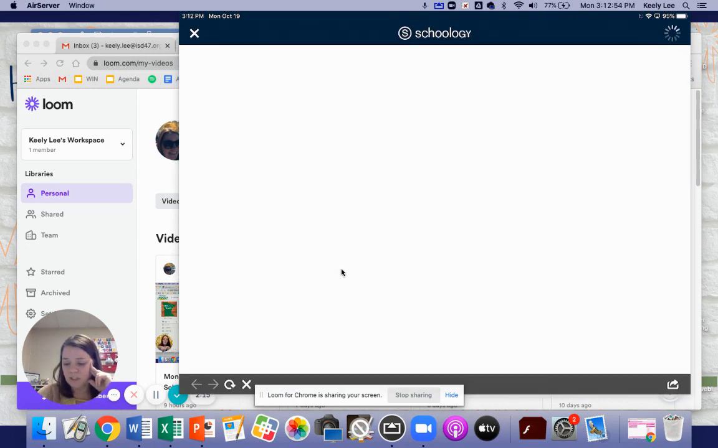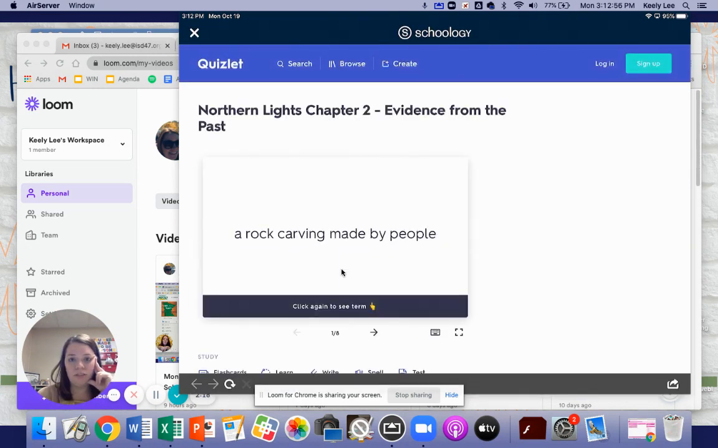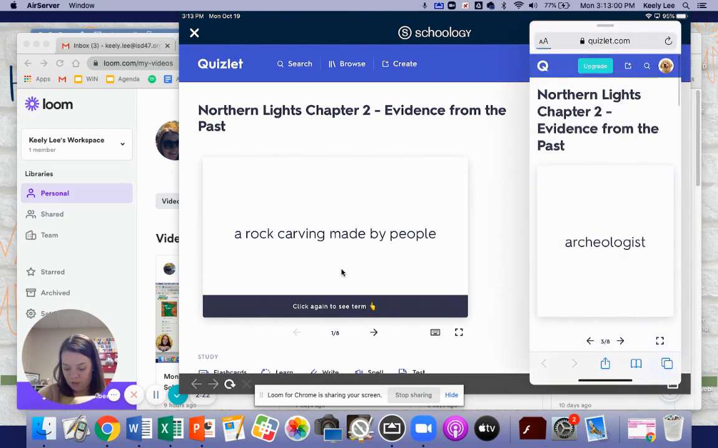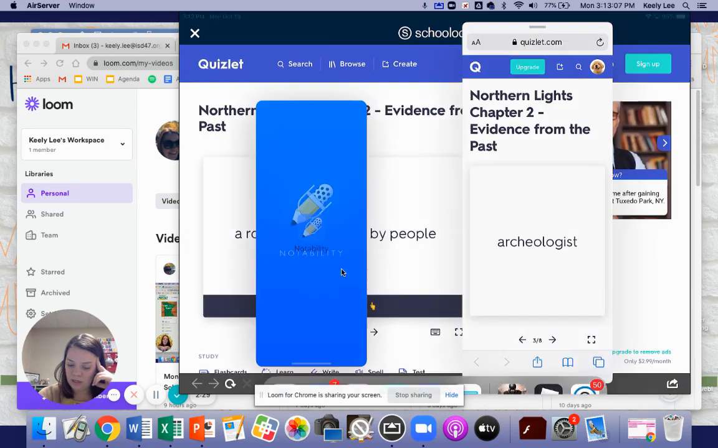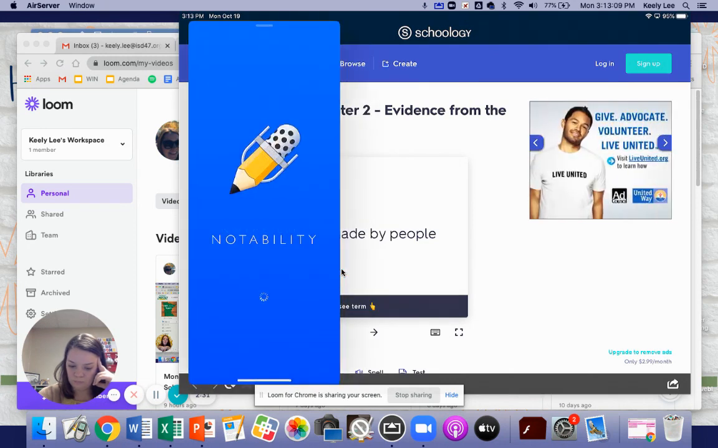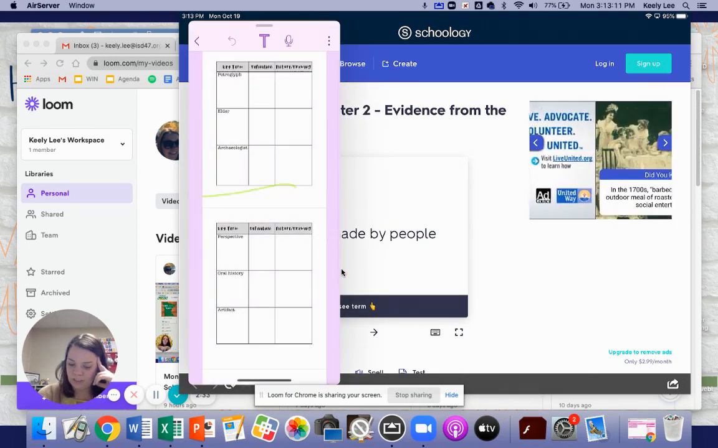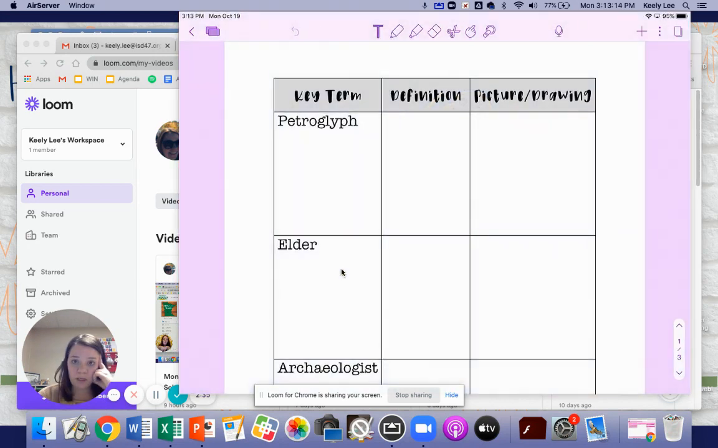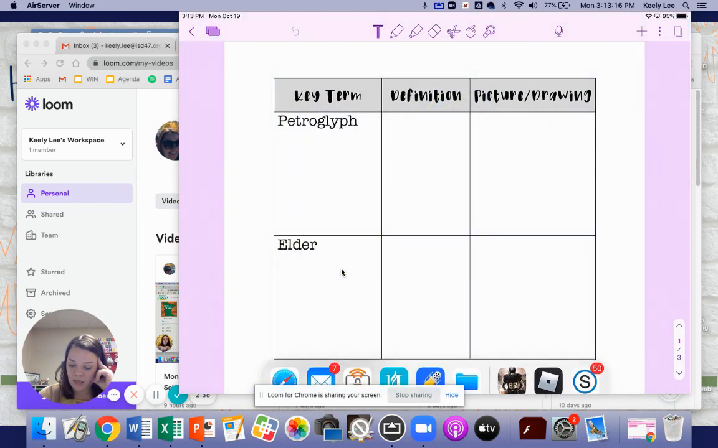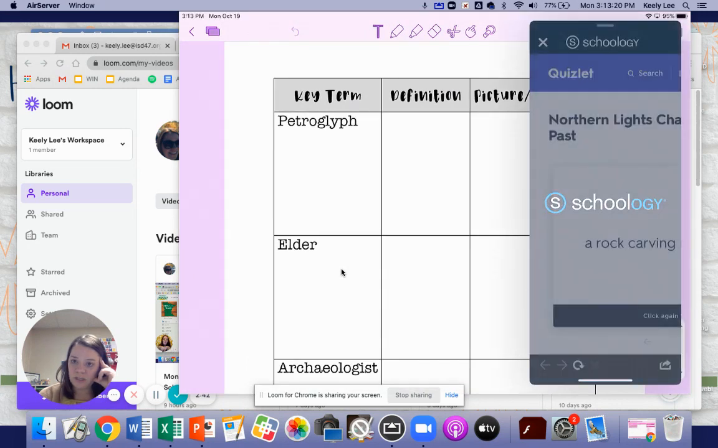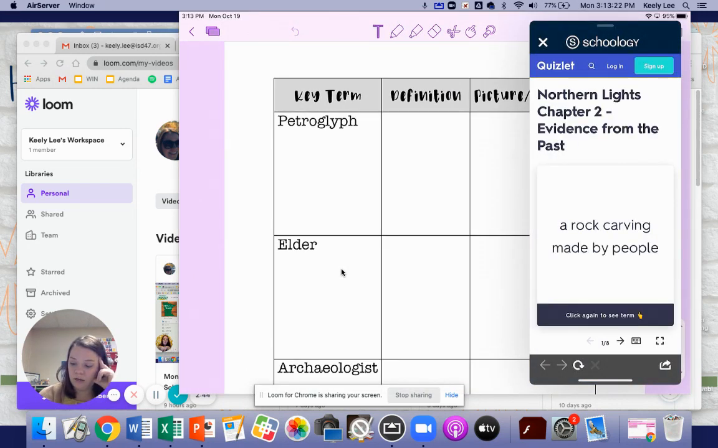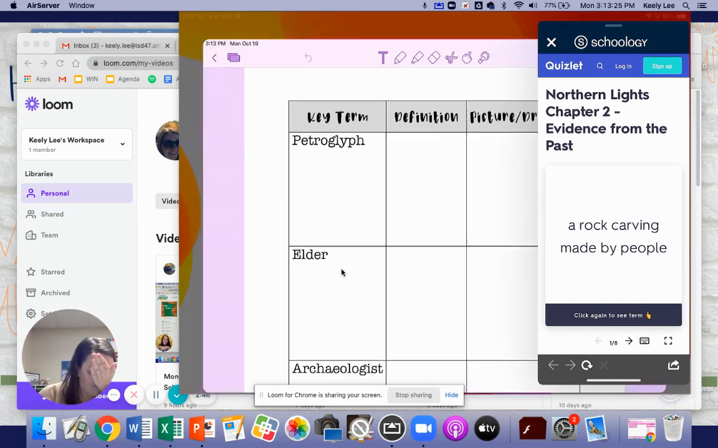We're also going to look at these Quizlet words, and sometimes it works best if you open it in Safari. Okay, so there's that. And then I'm going to take Notability. No, let's try that again. I'm going to open up Notability, and now the Schoology link is open here in Safari. Let me show you again.